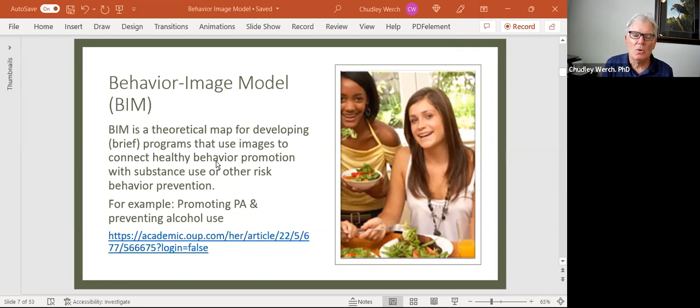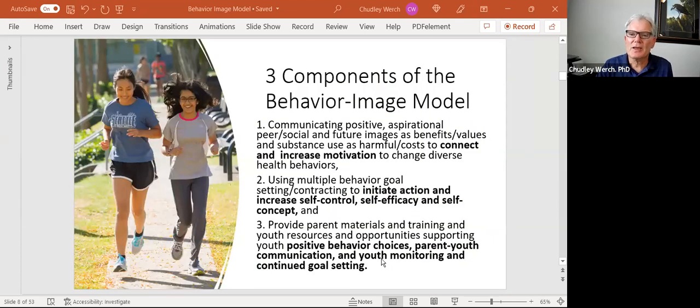The link below goes to the article describing the behavior image model, which was published a number of years ago, but if you want to read the entire article, there it is down below. And remember, I'll be sending you these slides. Now, there are 3 components to the behavior image model.